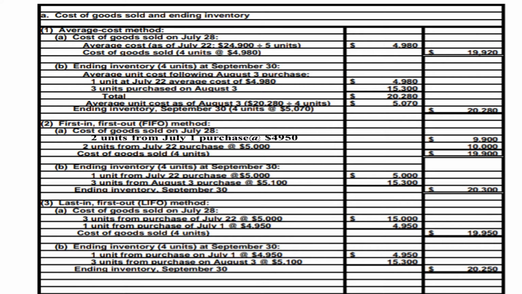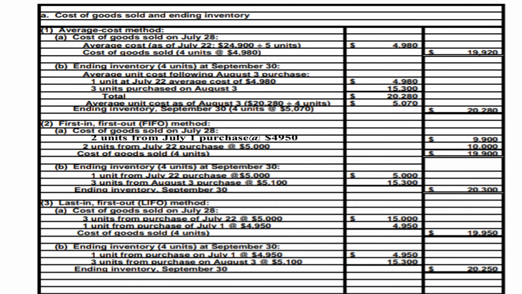Secondly, we have to find out the cost of goods sold and the ending inventory by using the cost flow assumption FIFO. In this case, when we are finding cost of goods sold, we have taken two units from July 1st purchase at a cost of 4,950, and two units from July 22nd purchase, that is 5,000 per unit. Now the total cost of goods sold for 4 units is 19,900.